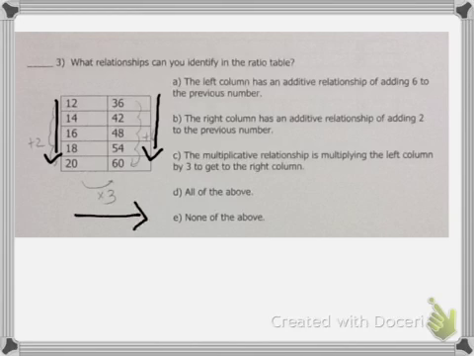So now let's look at our answer choices. Part A, the left column has an additive relationship of adding 6. That's not true. We discovered the left column is adding by 2. Part B, the right column has an additive relationship of adding 2 to the previous number. That's not true. We discovered it's adding 6. So B is not true.